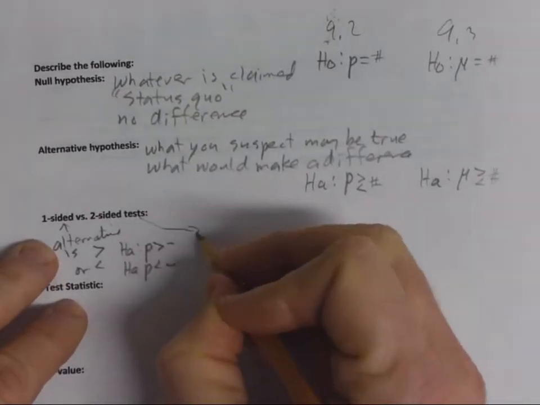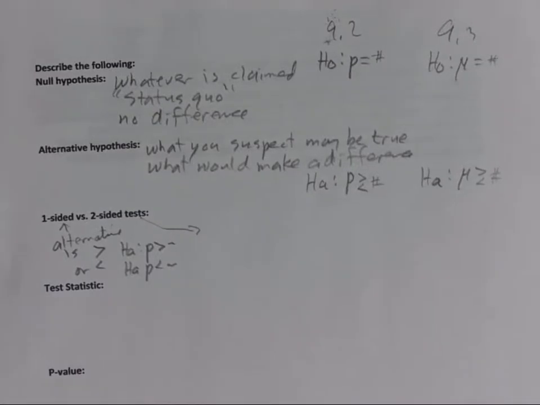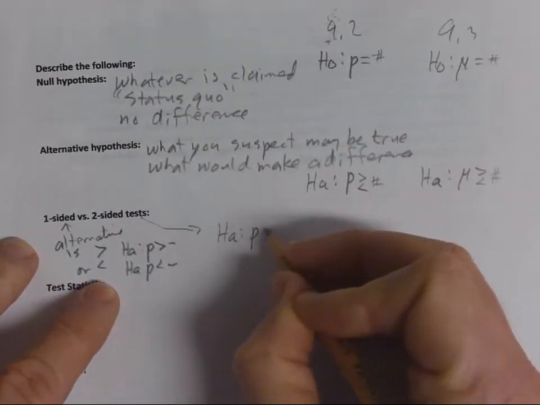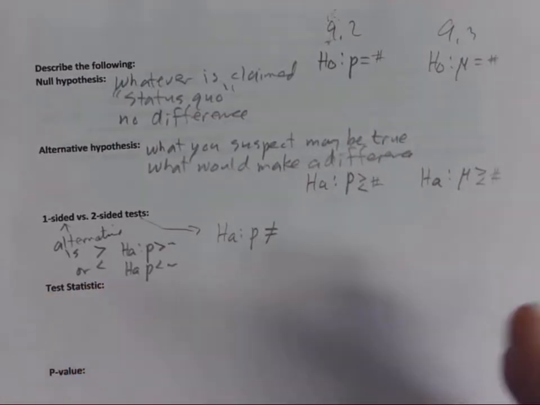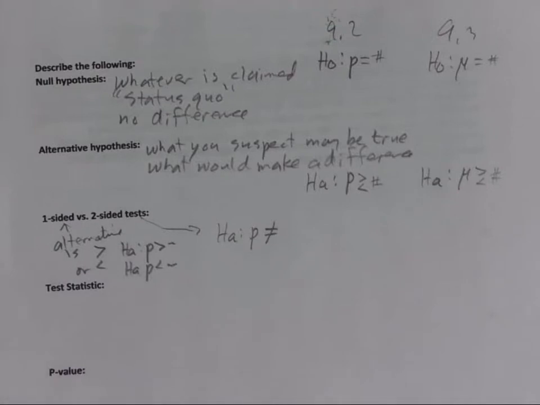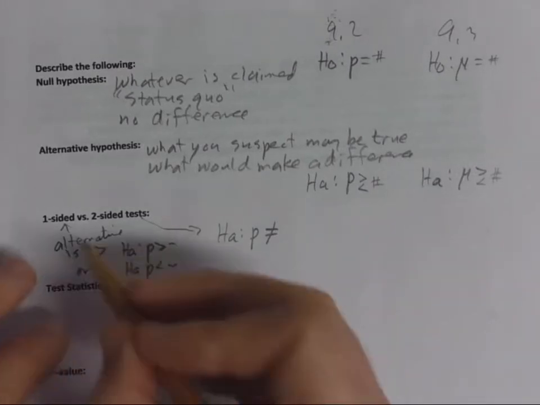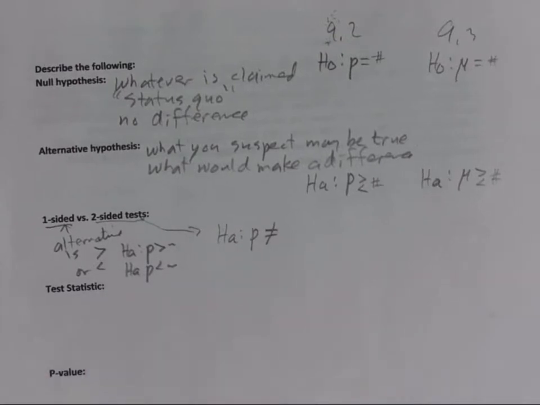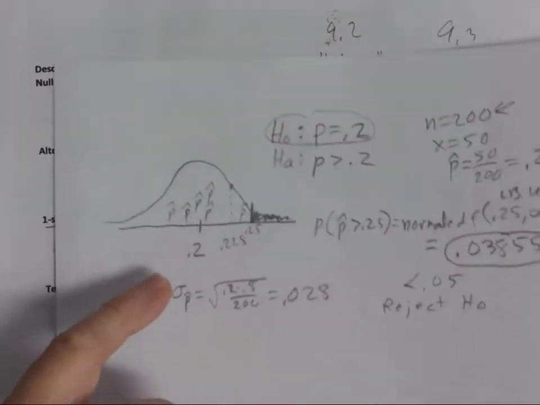And then the two-sided test is when it doesn't say in the problem greater than or less than, it's just asking, is it different? So our alternative is going to be P is not equal to. In other words, it doesn't clearly say that we suspect the proportion is greater than, or we suspect the proportion is less than. It just says, hey, we want to test to see if something is different. Okay, so this one is greater than or less than, and this one is just different, so we've got to go not equal to.